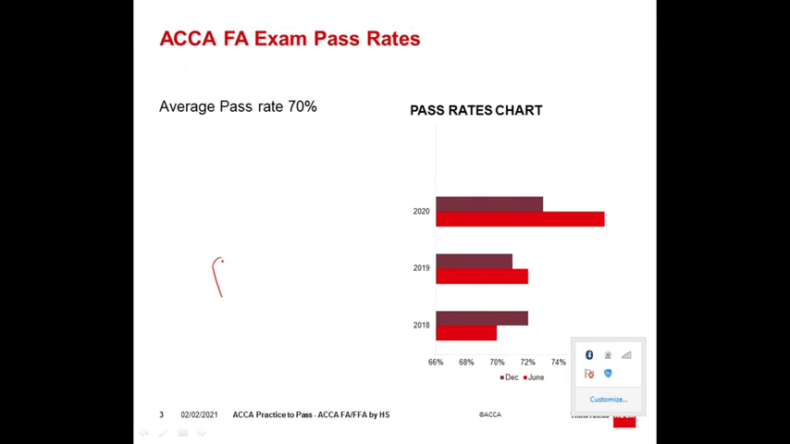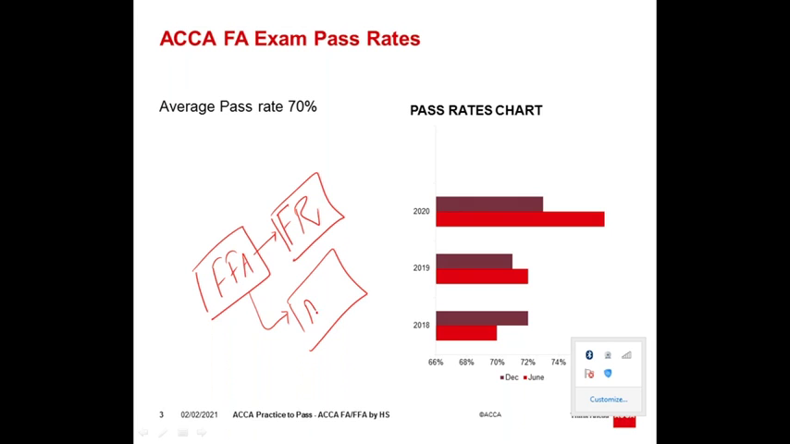Now, why is this paper so important? The first thing is financial accounting is actually the base of the accountancy profession. This paper is connected with the FR paper, one of the key papers of the skills module. This knowledge will be used for AA, that is audit and assurance, and then FR is connected with the SBR paper.